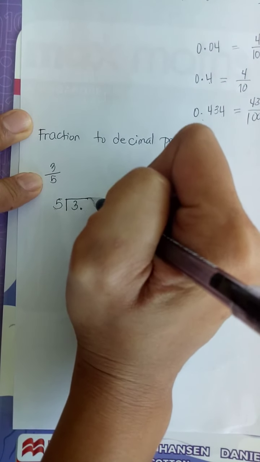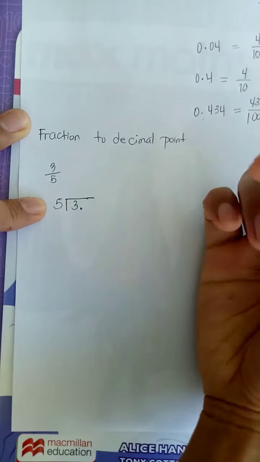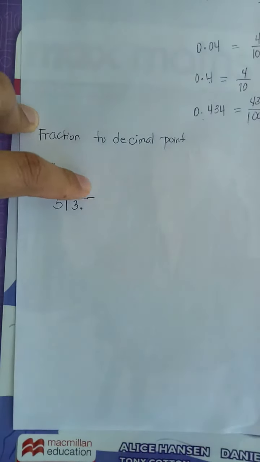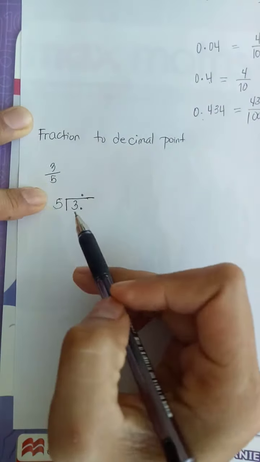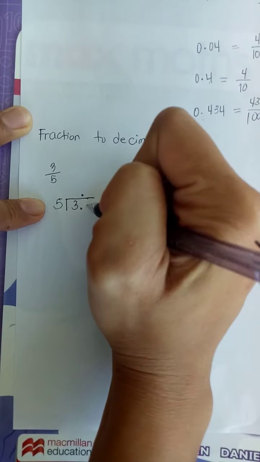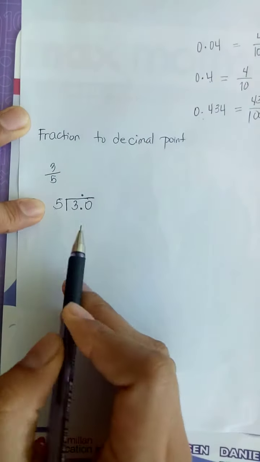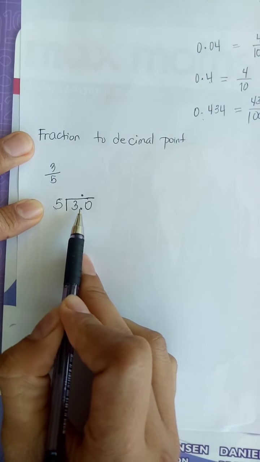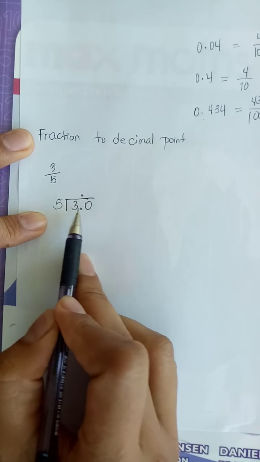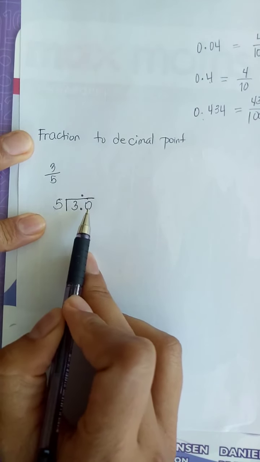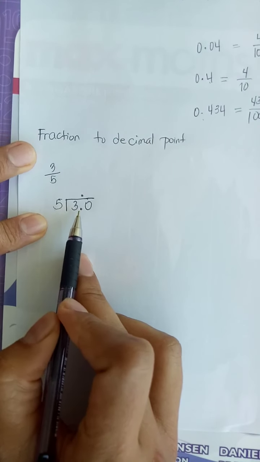Proper fraction. So we put a decimal point beside 3. We're also going to put a decimal point on top, like that. Now after you put the decimal point, you just add 0 here. Now you disregard the decimal point at this moment. You count this as 30, okay? Disregard the decimal point at this moment.